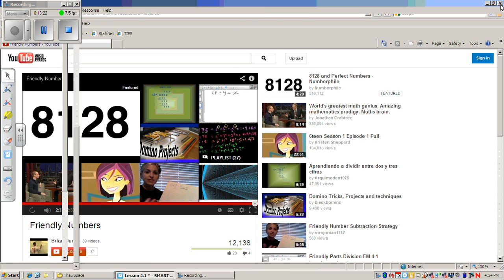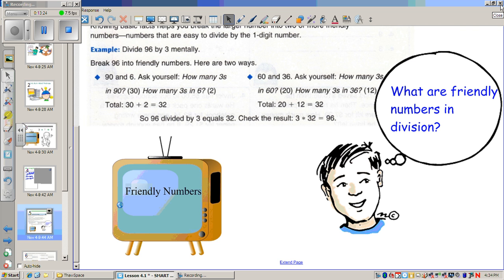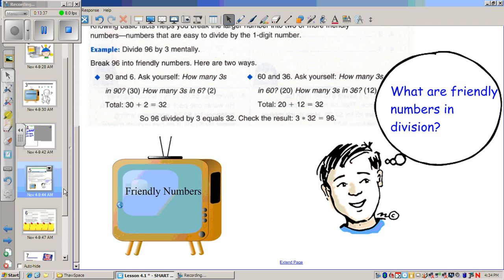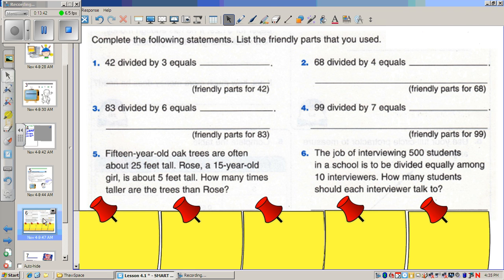Again, another great way. It's so good for you to hear other people talking about strategies instead of just me sometimes, because you listen to me every day. So friendly numbers, again, an easy way to put division problems together so they don't look so ugly, as I call them. Okay? Complete the following statements. List the friendly parts that you use.